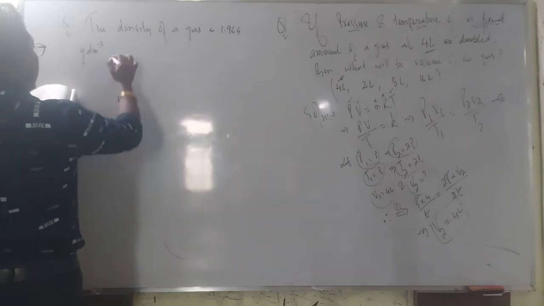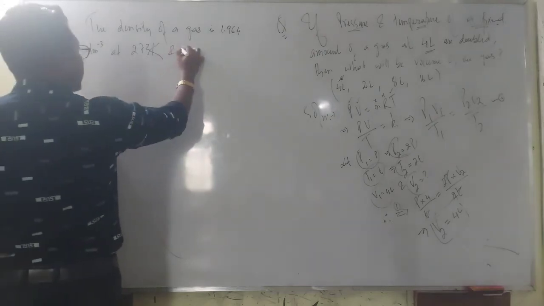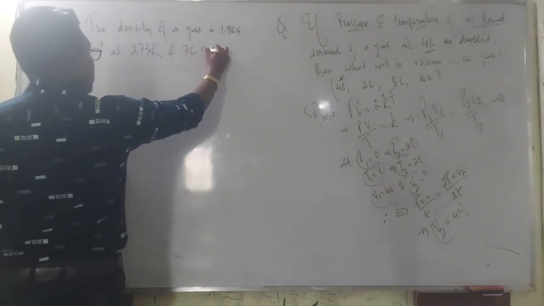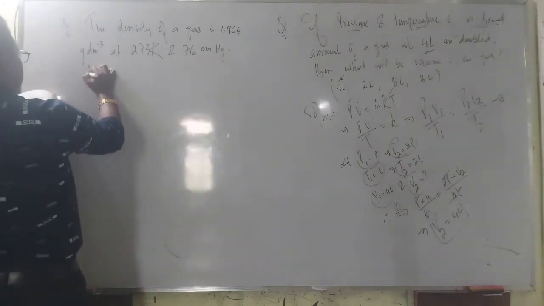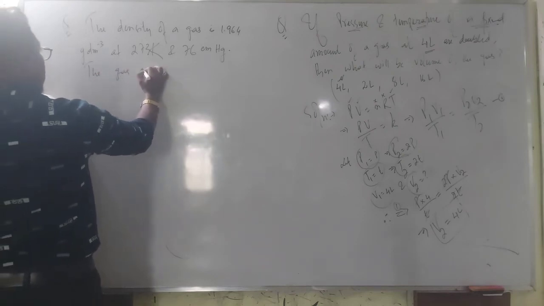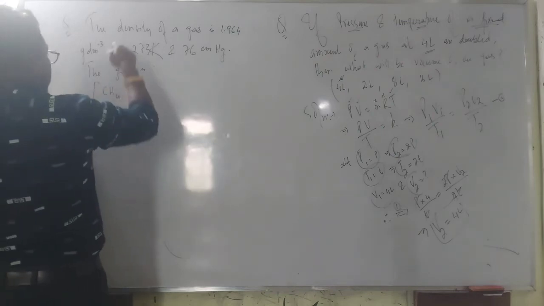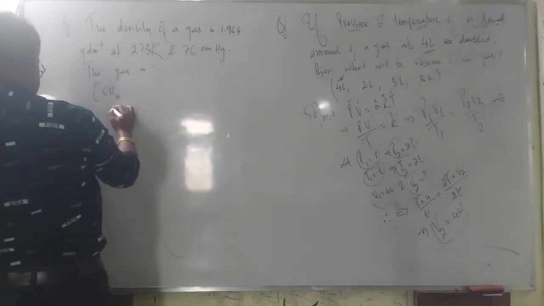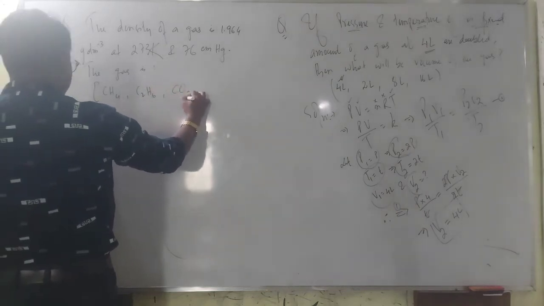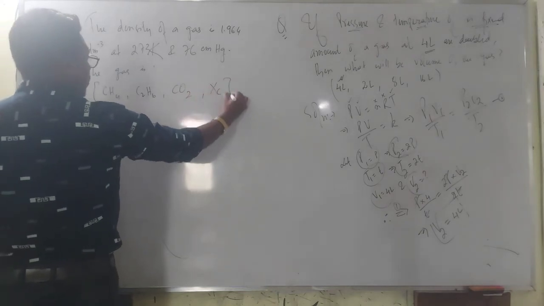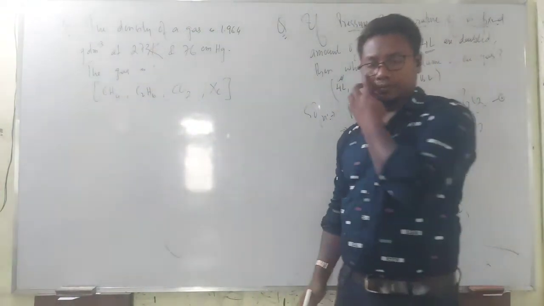Okay. And temperature is given 273 Kelvin and 76 centimeter Hg, right? So the question is the gas is. So we need to identify the gas from this equation. From this question, the gases given are methane, C2H6, CO2, then xenon. This is the question. Okay. So let us solve this question.